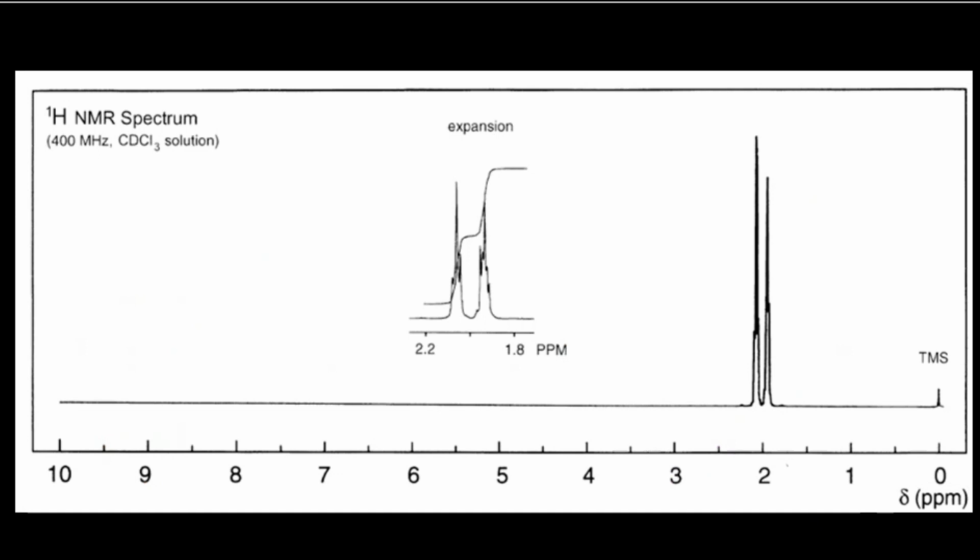As you may see here, you are getting two peaks, one peak here and one peak here. If you see the chemical shift values, they are almost 1.9 ppm and 2.1 ppm. These are very close to each other. Now here is the expansion of these two peaks.